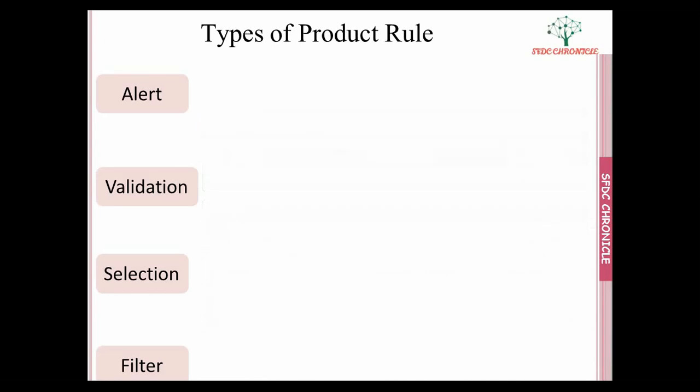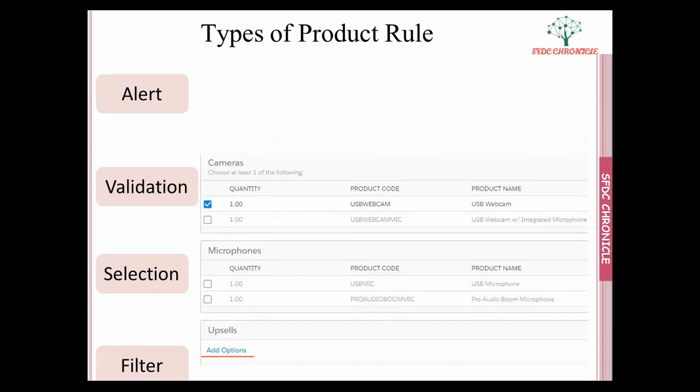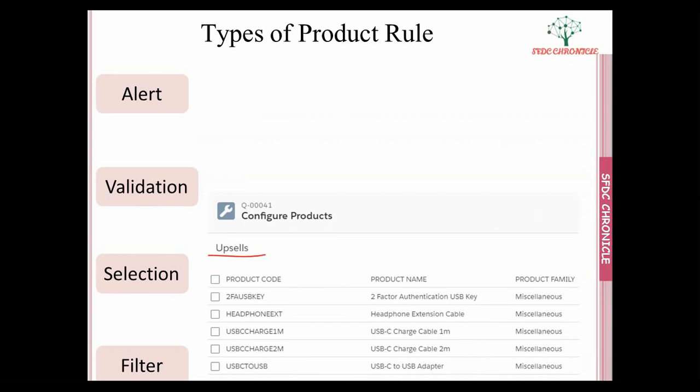And the last one that we have is filter. In the filter, the product configuration will not show you any option. Rather, it will show you a link called add option, and depending upon whatever criteria you have predefined, whenever you click on that add option, some products will be shown. So this is how our filter condition works.